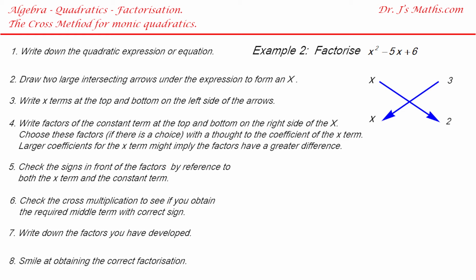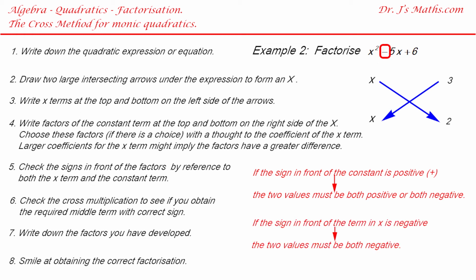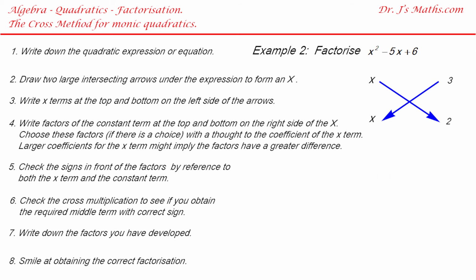A little bit different to what we had in example 1, because here we have a negative value in front of the x term. Now, if the sign in front of the constant, just like last time, is positive, the two values must be both positive or both negative. If the sign in front of the x term is negative, which is what we've got here, we have a minus 5, then the two values must be both negative. So we're going to change our 3 and 2 to a minus 3 and minus 2.